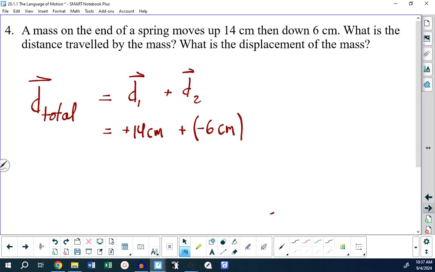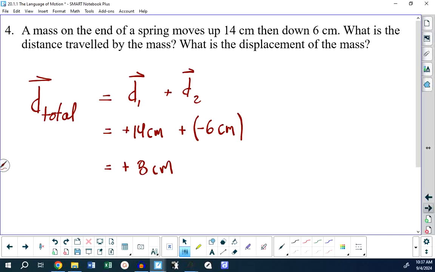And going back to my point about the formulas on the cover page, that's what we're going to have to be careful of eventually. Anytime you see something with a vector symbol, you better ask yourself if the number you put in is positive or negative, because if you put in the wrong one, you'll get the wrong answer. And that works out to positive 8 centimeters. That's the displacement.